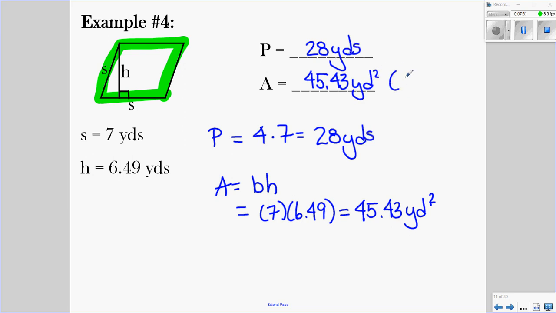You could also put it like this, square yards. That's the SQ and then whatever the label was. Alright.